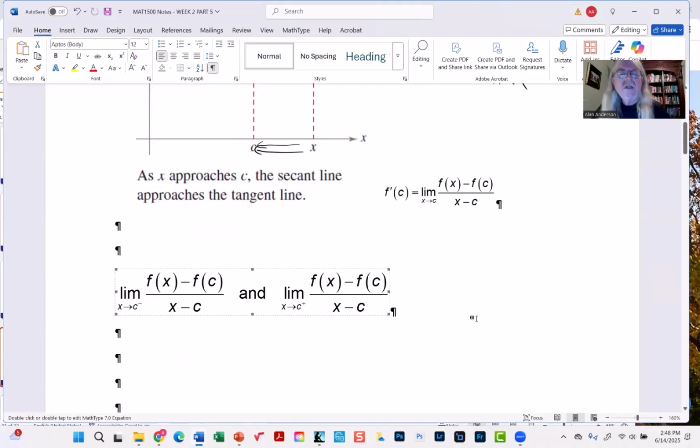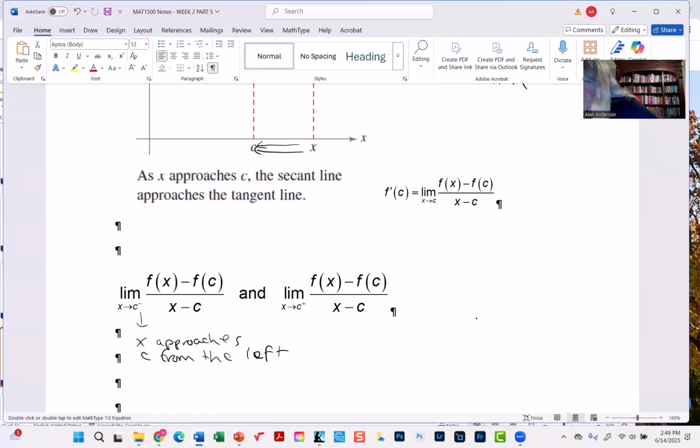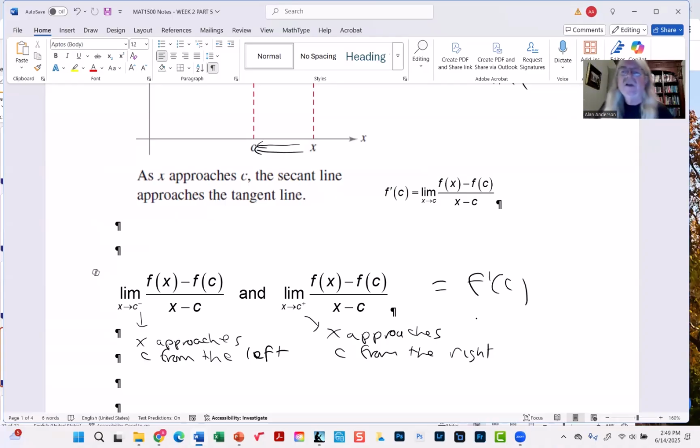Let's make that a little bigger. So remember how this works. This means x approaches c from the left, in other words, from the smaller numbers. And over here, x approaches c from the right. They both equal f prime of c. If they don't, then there's a problem. That means the derivative is not defined.